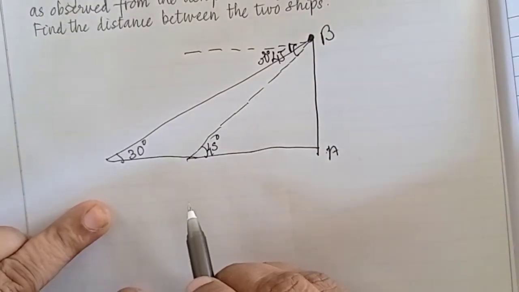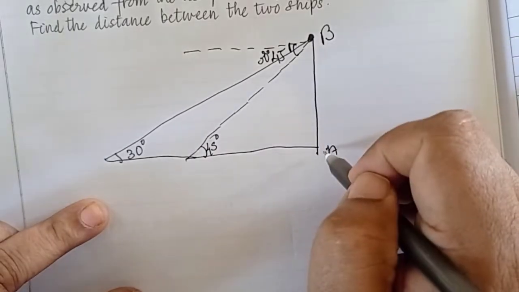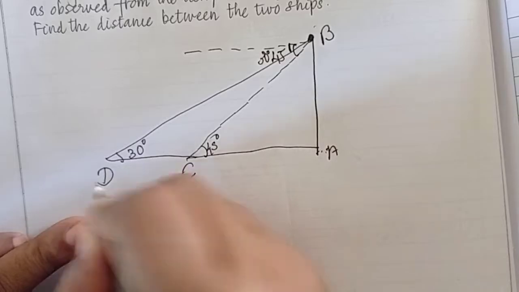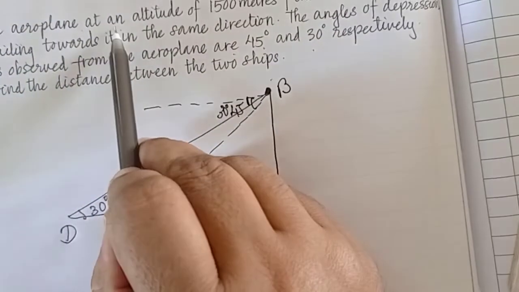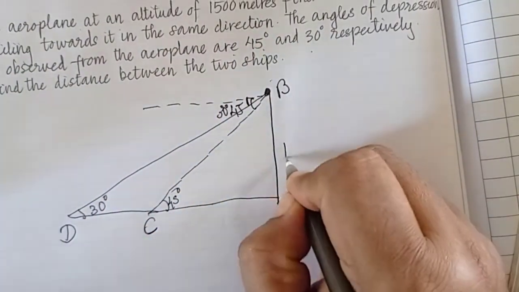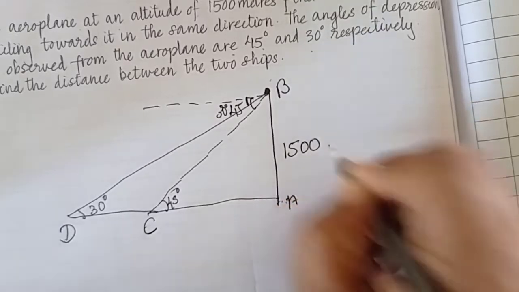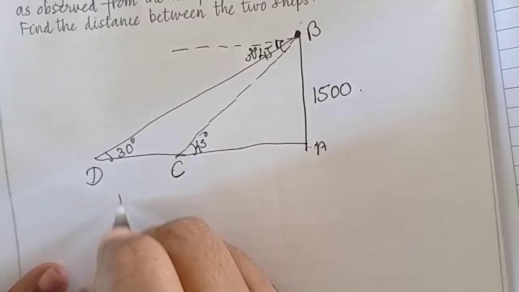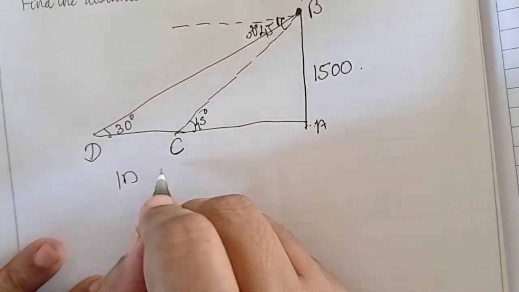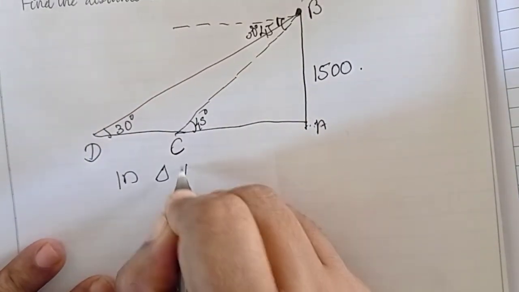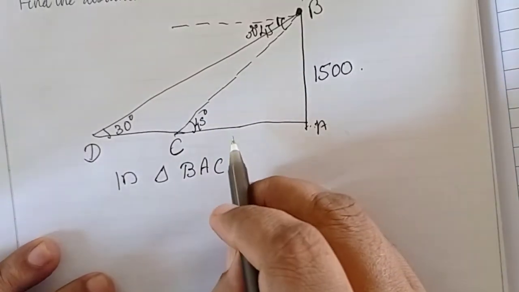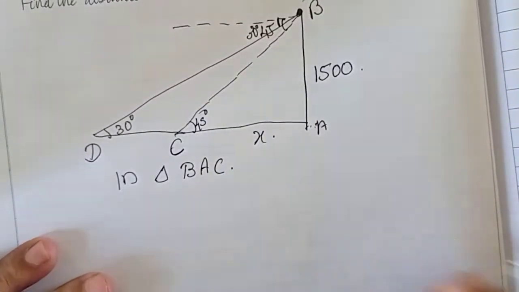Here also two triangles are there. If you mark here B, A, B, you can mark here C and here D. An aeroplane at an altitude of 1500 means the height is given, 1500. In the same procedure, in triangle BAC, you can mark this as X, isn't it?